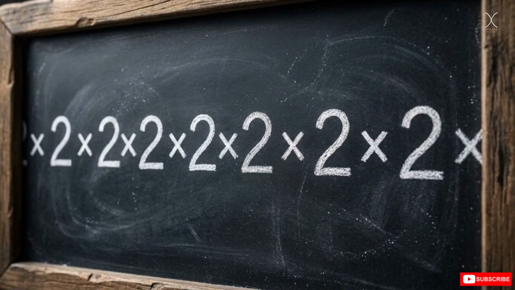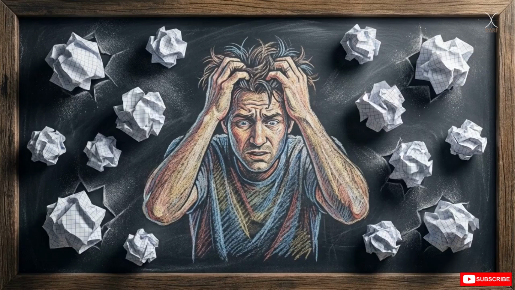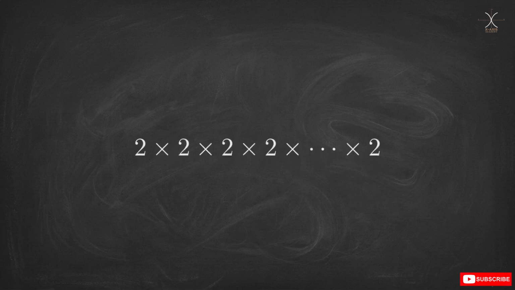Imagine having to multiply the number 2 by itself 100 times. Writing out that endless string of 2s is incredibly tedious and practically begs for a calculation error. We need a shorthand. Instead of writing all of that out, mathematicians condense it down into a tiny, elegant package, 2 to the power of 100.